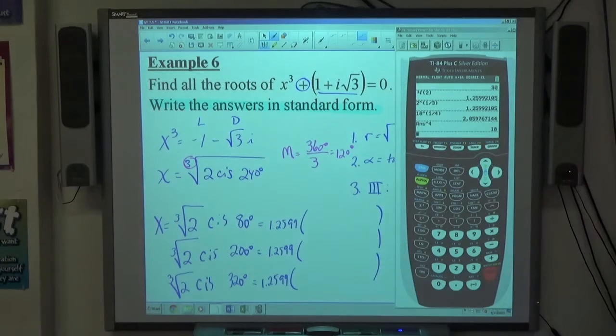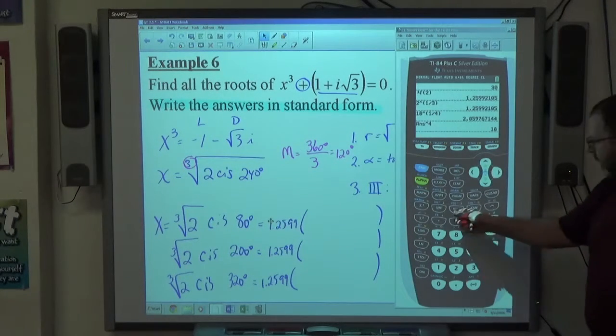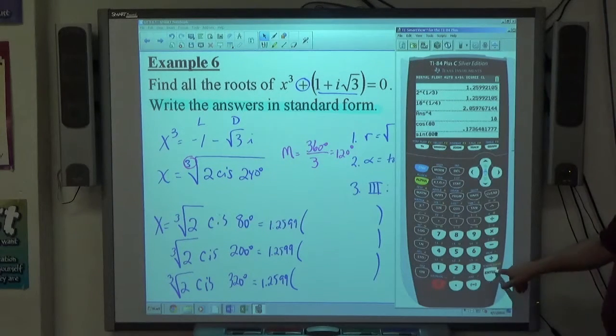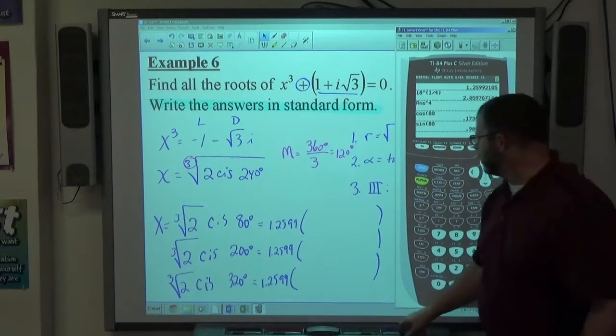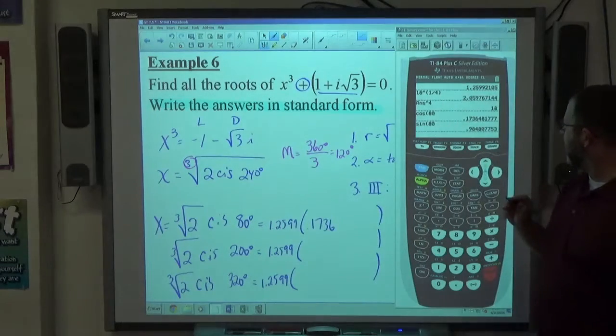I'm going to go 4 decimal places in my work to round my final 2 decimal place answers to a more accurate position. Okay, for this top one I need cosine and sine of 80, so I type in cosine 80 equals, sine 80 equals, and I'm making sure I'm in degrees as I do this. Cosine of 80 is 0.1736. And sine of 80 is 0.9848.